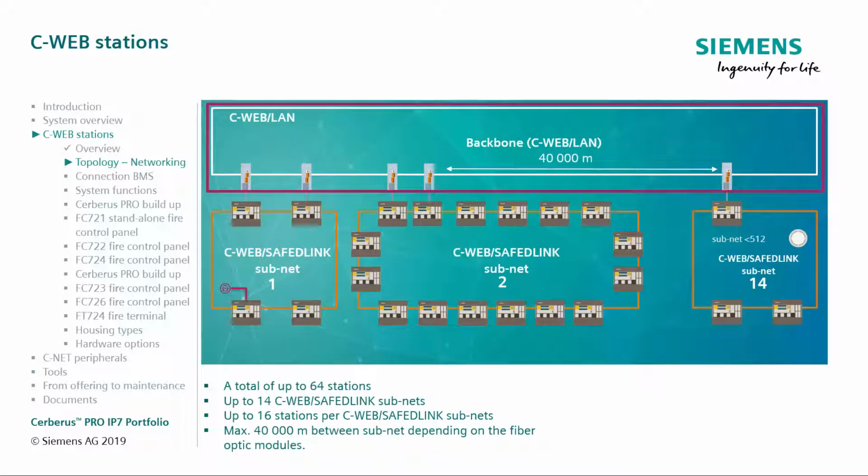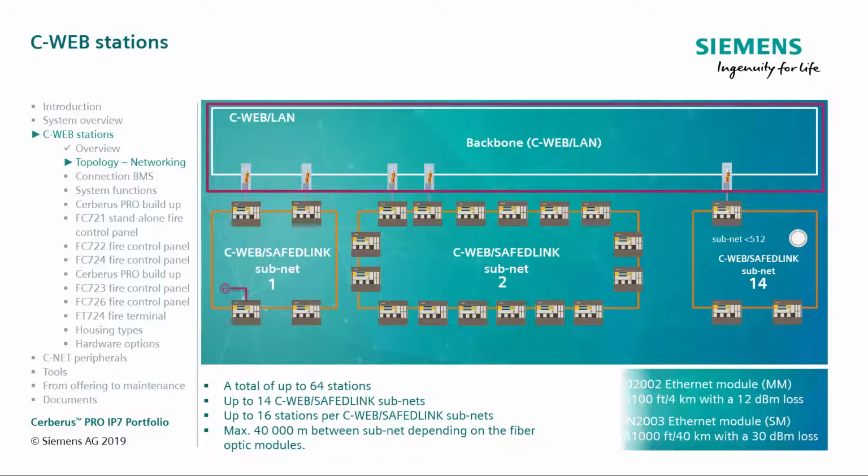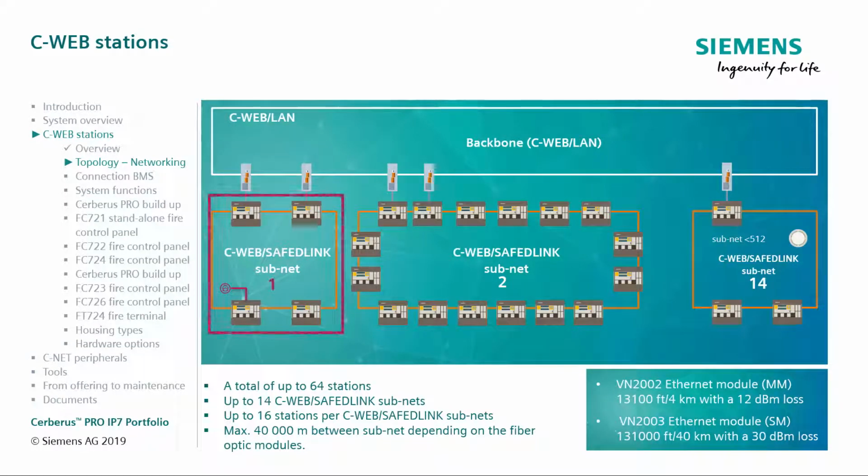inside of the FN2012. Redundant data transfer is ensured by the loop-shaped optical wiring. In total, 14 subnets can be formed. Each subnet can contain up to 16 stations.